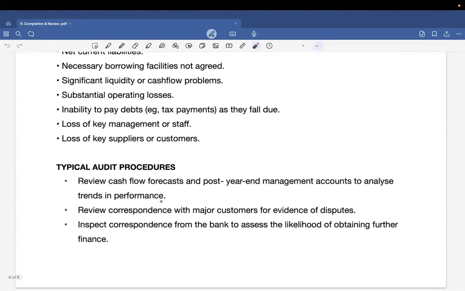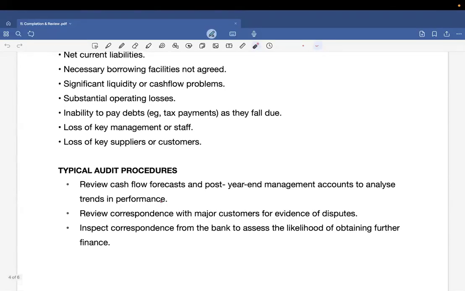So what are the typical audit procedures that you do? You're going to review the cash flow forecast, and you're going to see the management accounts, and analyze the trend in the performance. That means, over the years, what is the standing of the company? Also, you're going to inspect correspondence with all the major customers in order to ensure there are no disputes among the customers. Clear? And you're going to inspect correspondence with the bank also.